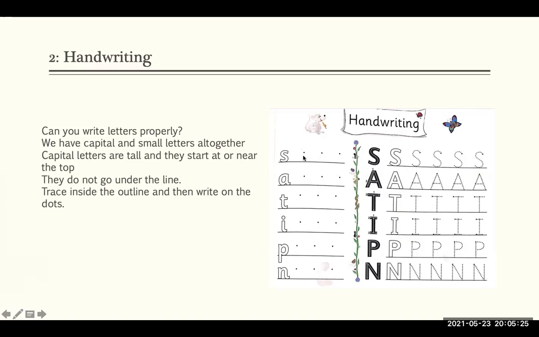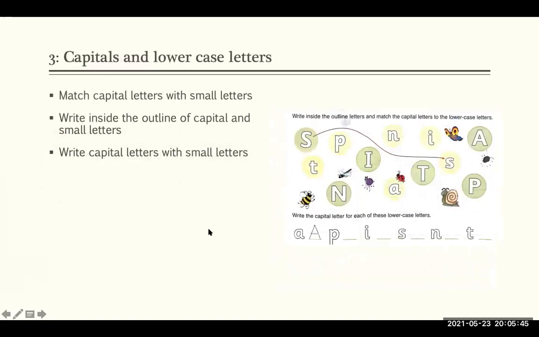You can start from the dot, starting dot over here, and then you can move down. Be careful when you are forming the letters. Starting point is marked by the dot over here. Start in the right place to finish in the right place. Now here in your pupil book 2, you are going to match capital letters with small letters. Write inside the outline of the capital and small letters, and then after doing this activity you are going to write down capital letters with small letters. I hope I am very much clear.